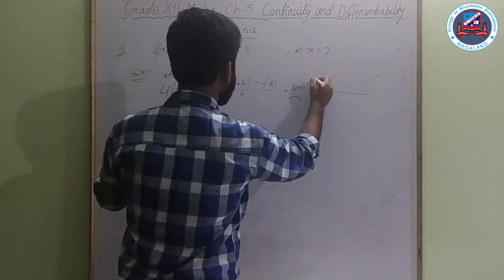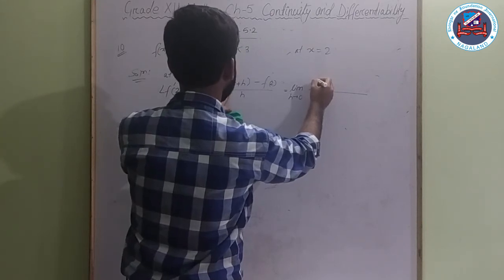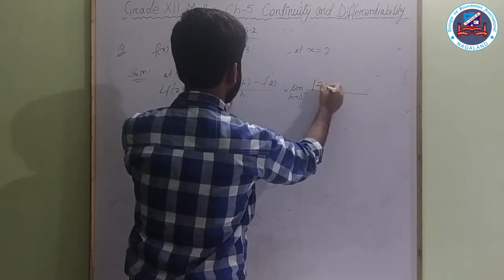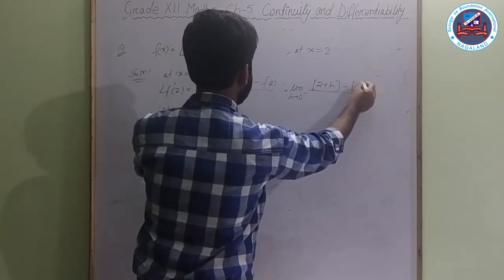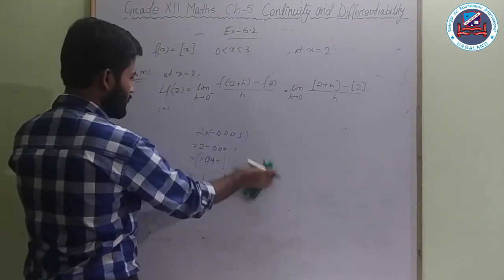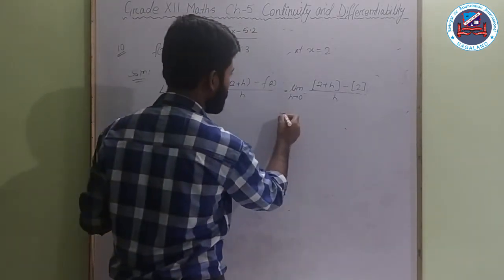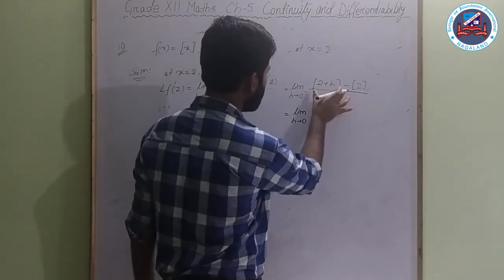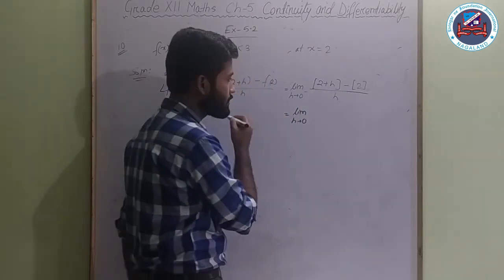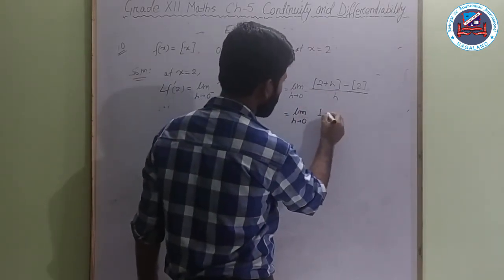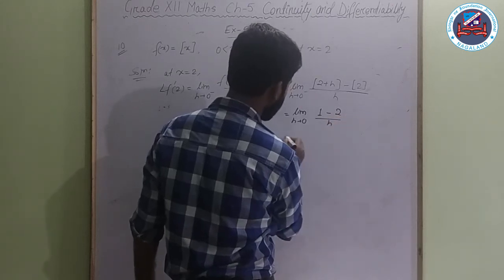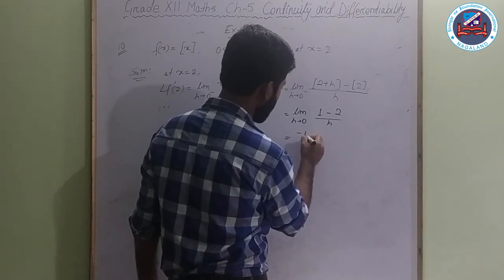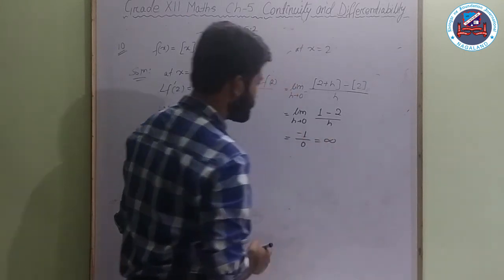So in place of this I can write the greatest integer function of 2 plus h minus the greatest integer function of 2, divided by h. So using this explanation, that will be equal to limit h tends to 0. Since h is a decrement, I shall get here 1, and this will be 2 divided by h. So this gives us minus 1 by 0, and that is undefined, isn't it?